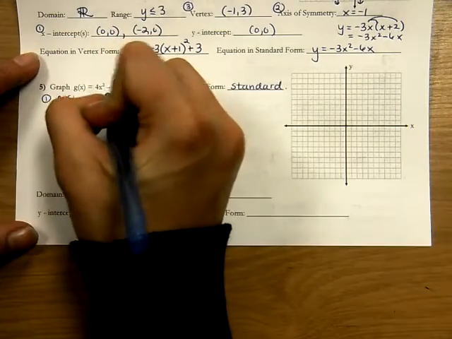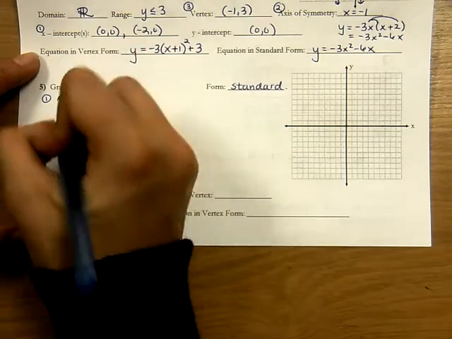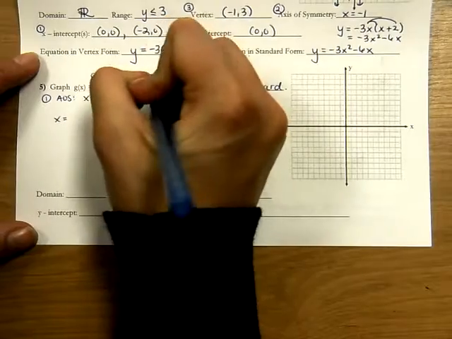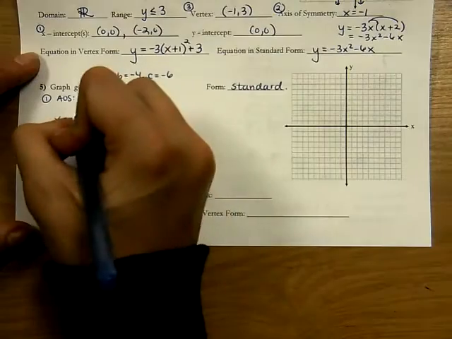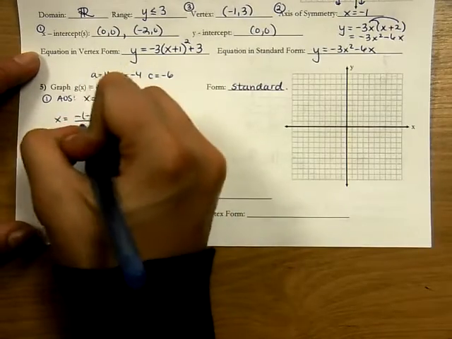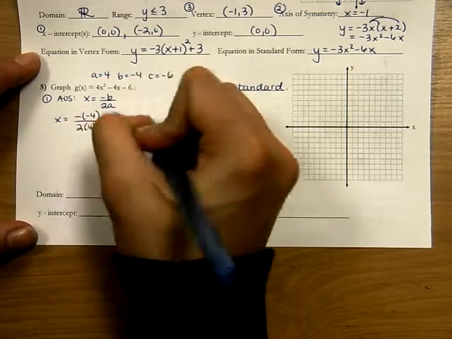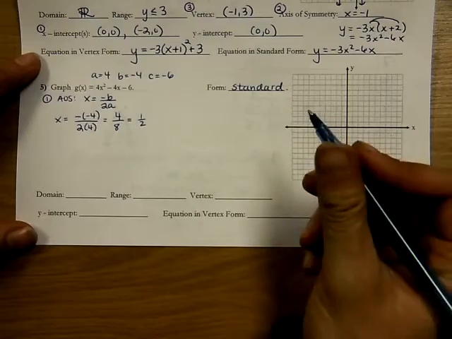Again, we do that with x equals negative b, or the opposite of b, over 2a. So in this case, a is equal to 4, b is negative 4, and c is negative 6. So the opposite of negative 4 divided by 2 times 4, or a positive 4 divided by 8, or 1/2.